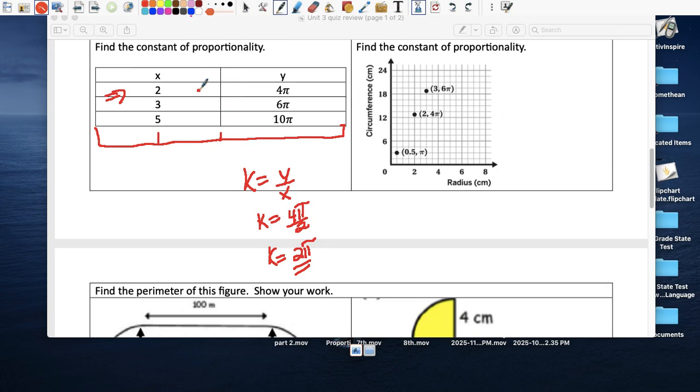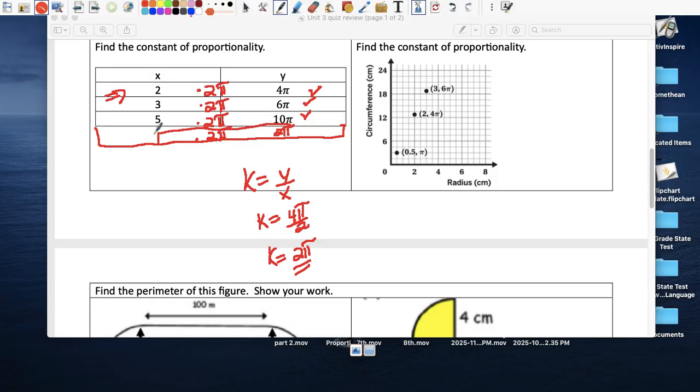If I take 2 and multiply by 2 pi, do I get 4 pi? I do, because 2 times 2 is 4, and then times pi. If I take 3 and multiply by 2 pi, do I get 6 pi? Yeah. 3 times 2 is 6, and then the pi, so it's 6 pi. What if I take 5 and multiply by 2 pi? Do I get 10 pi? Yes, I do. So what would be the unit rate? 1 times 2 pi.